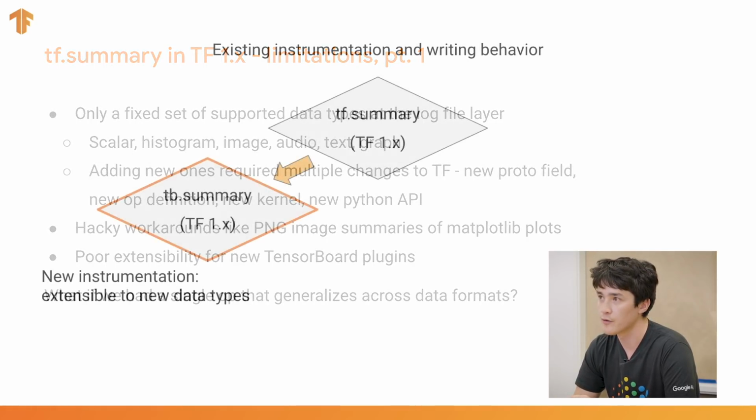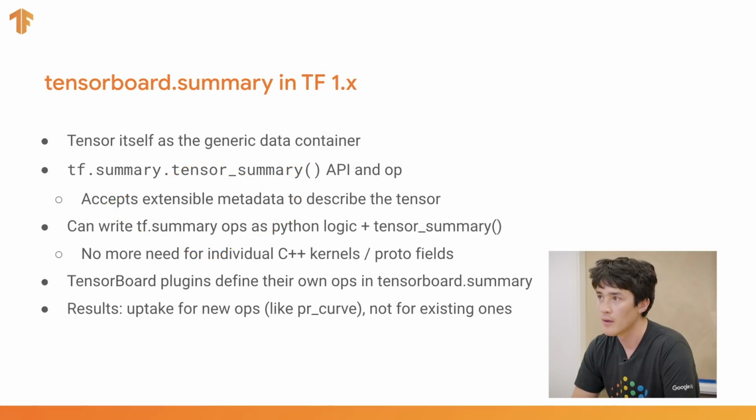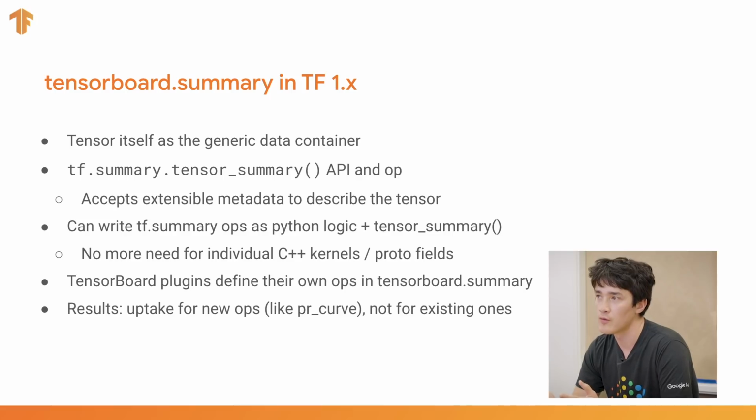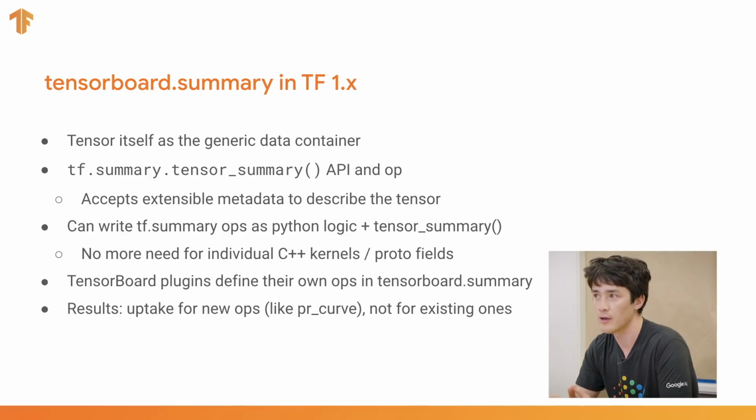And this brings us to our first variation, which is the TensorBoard Summary API, where we try and make this extensible to new data types. In the TensorBoard.Summary API, the mechanism is that we use the tensor itself as a generic data container, which can represent a histogram, an image, a scalar itself. We can represent these all in certain formats as tensors. And what this lets us do is use a shared TensorSummary API with some metadata that we can use to describe the tensor format, as one place to send summary data.